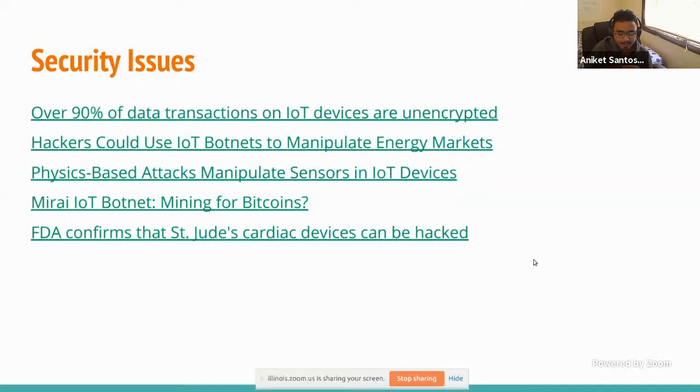Another example is related to Bitcoin mining. There was the Mirai botnet in 2017, where multiple IoT devices were hacked and compromised and used for mining Bitcoins. And since the account for Bitcoins is untraceable, it is very difficult to track the source.